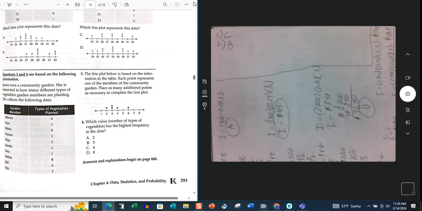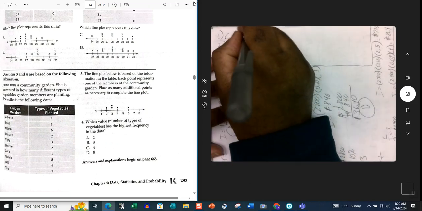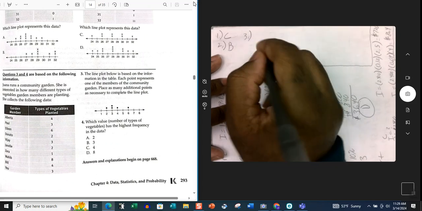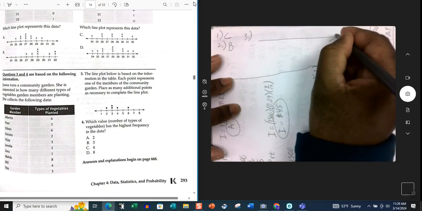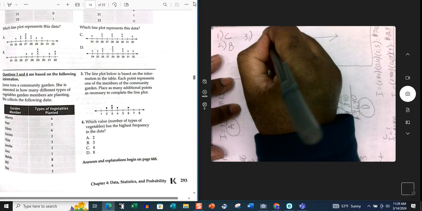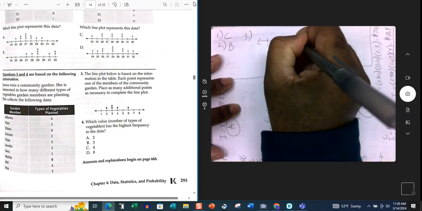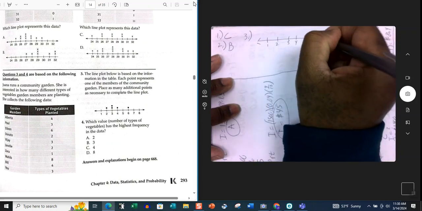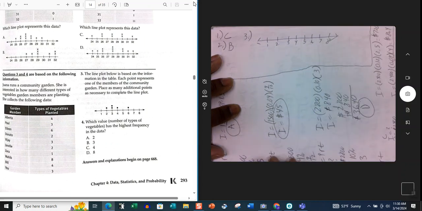Okay, number 3, the line plot below is based on the information in the table. Each point represents one of the members of the community garden. Place as many additional points as necessary to complete the line plot. Okay, so for number 3, they're actually having us do the line plot. So we do 1 through 8. So now when we look here, we have 1 through 8.